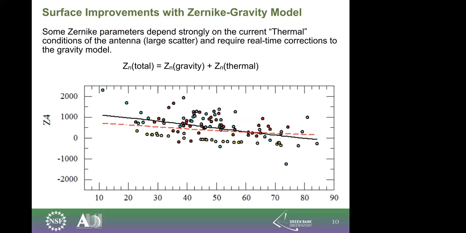All right, so the surface improvements will depend strongly on the current thermal conditions. So it's not just gravity. Gravity is very important, but it also comes down to thermal. The dish is going to be heated over time, and that can cause deviations in the dish surface. And so you have to account for these in your total Zernike corrections. So you do have to include gravity, but thermal deviations are also important. And I will discuss that in a little bit more detail when I talk about LASSI, the new instrument LASSI, later on in the talk.